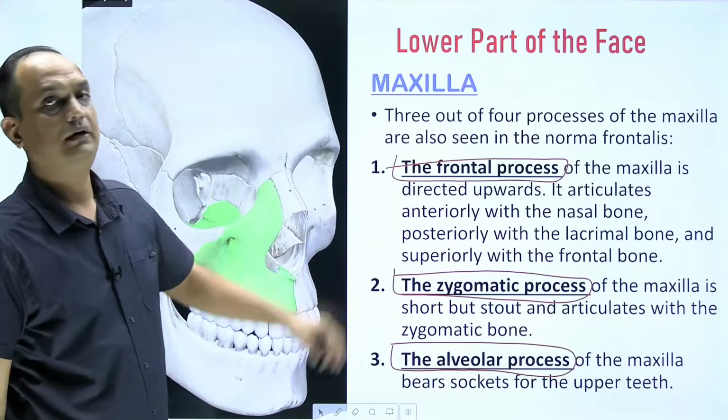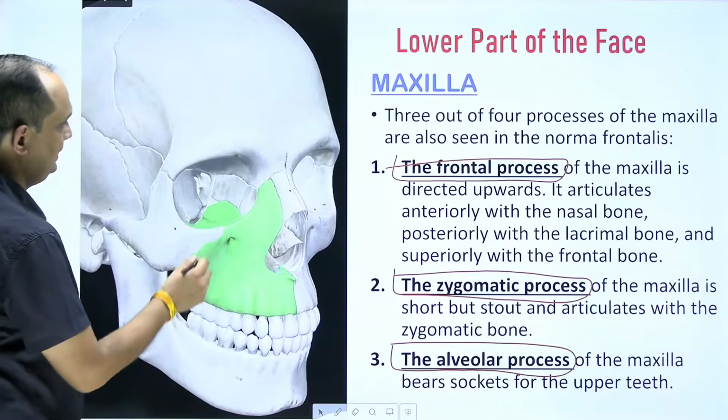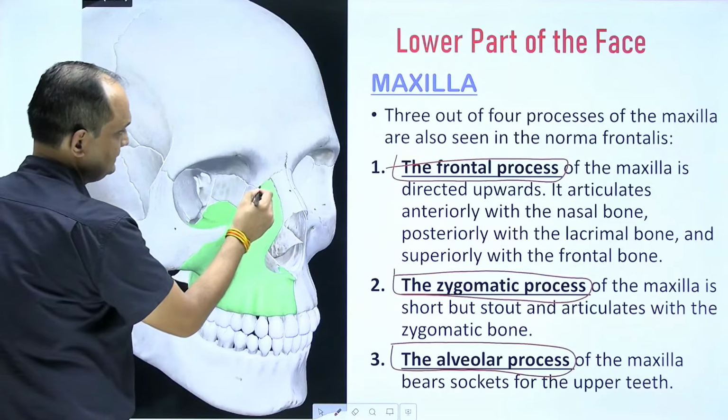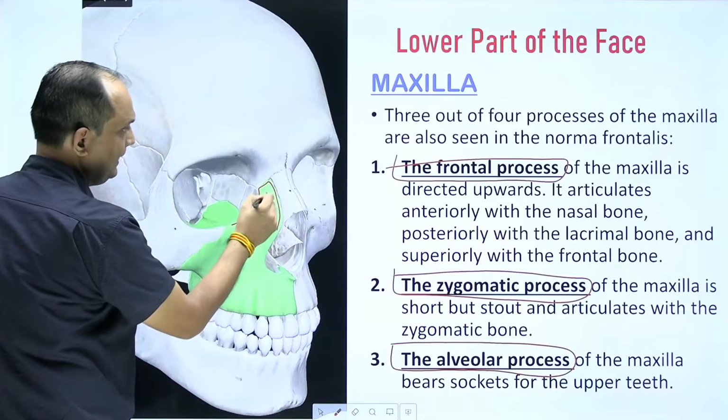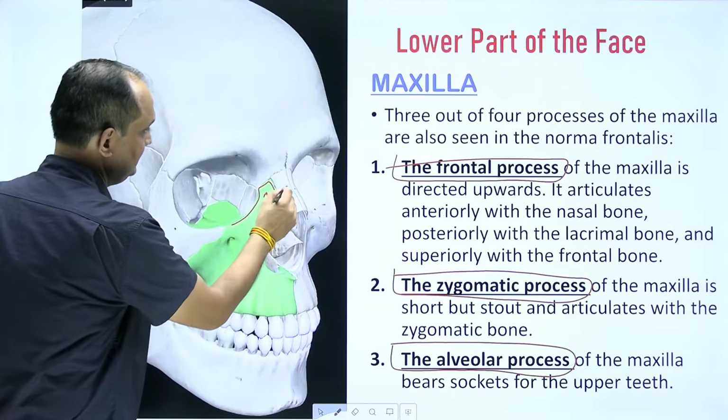So first is the frontal process. The frontal process of the maxilla is here, and this frontal process is directed upward, and it articulates anteriorly with the nasal bone.